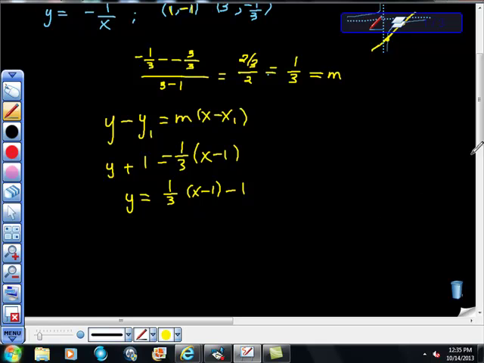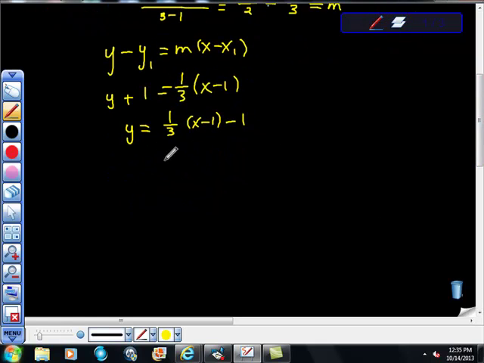If this was a multiple choice question, they might clean up the algebra, and if you clean this algebra up, you would get y is equal to 1/3 x minus 4/3, wouldn't you? And where did I get the 4/3? 1/3 times negative 1 is negative 1/3. Negative 1 can be rewritten as negative 3/3. Add those together. So here's that.